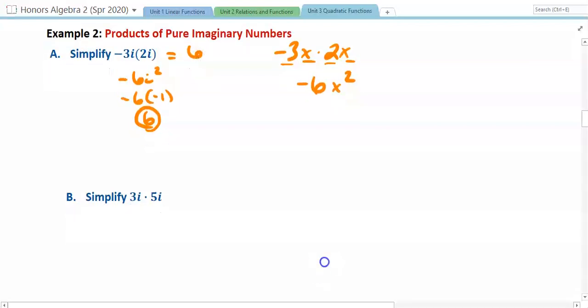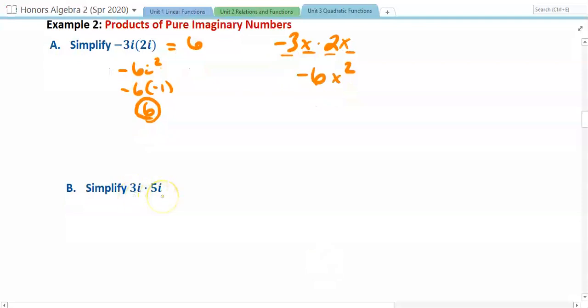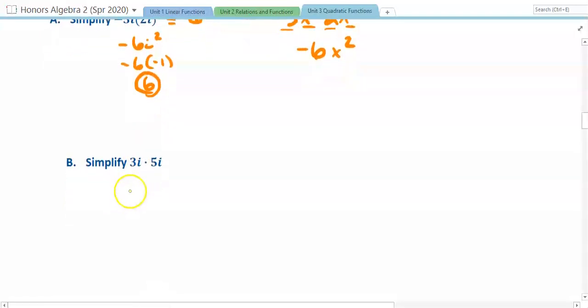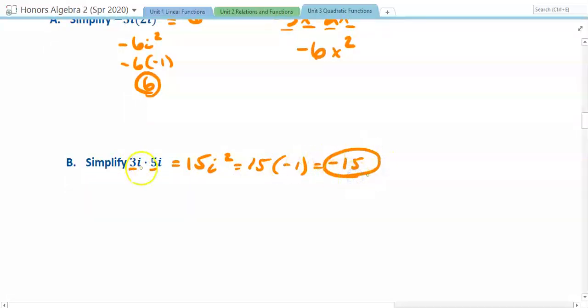All right? So try example B, 3i times 5i. So pause the video for a second, try this one. And so 3 times 5 is what? 15, and i times i is i squared, but i squared is equal to negative 1, and so 15 times negative 1 is negative 15. Again, the product of two imaginaries coming out real, okay?